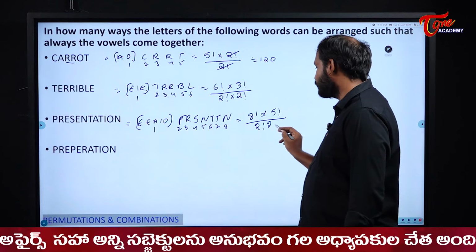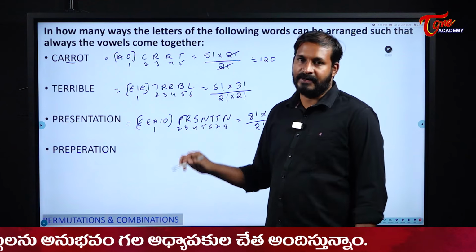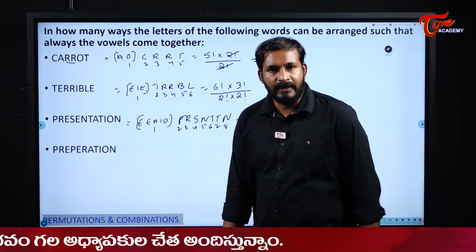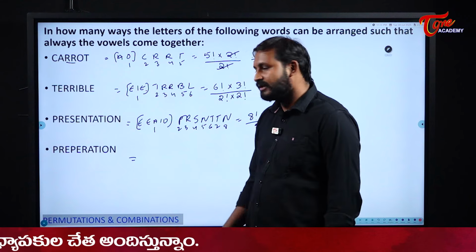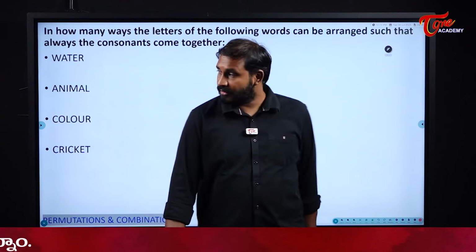N was repeated for 2 times, 2 factorial. T was repeated for 2 times, 2 factorial. Similarly for preparation also. Solve it and write the answer for the preparation in the comment section, students. Okay, next one. We'll see the next one.